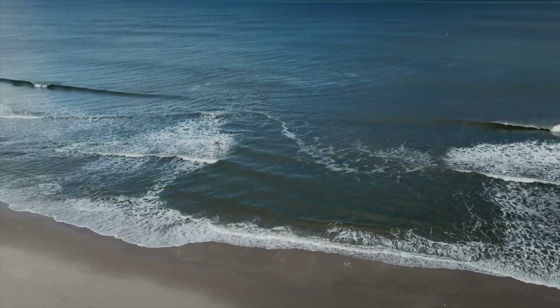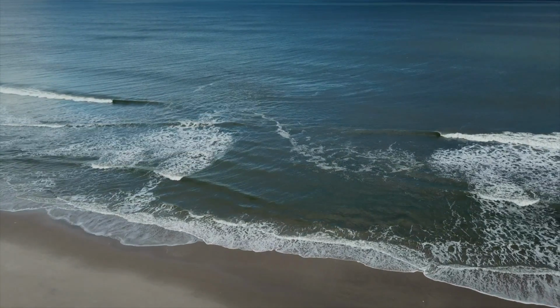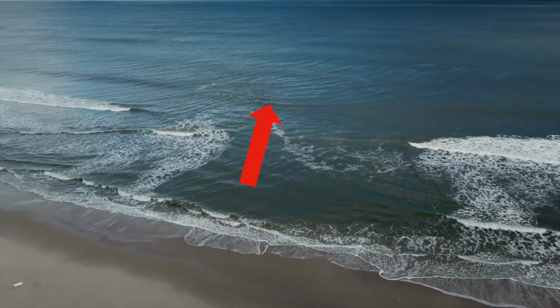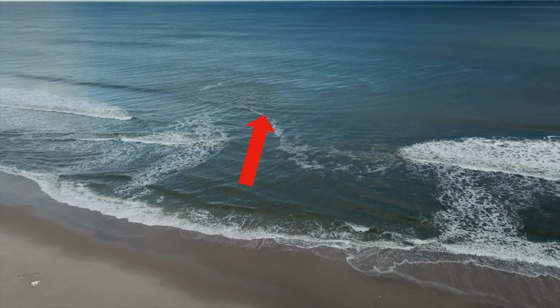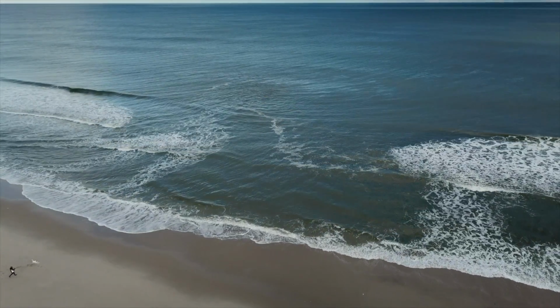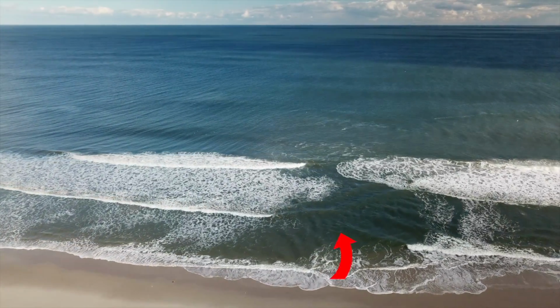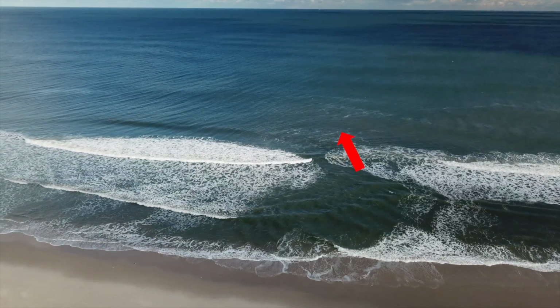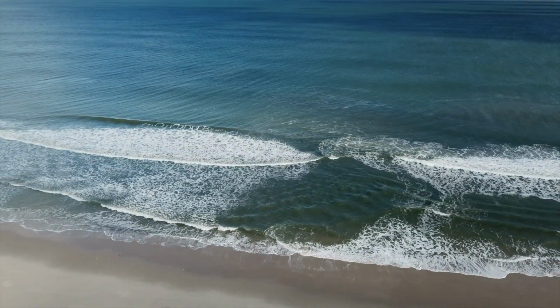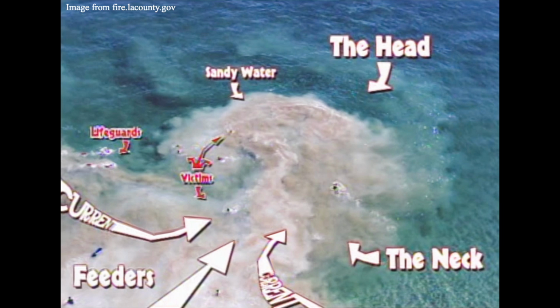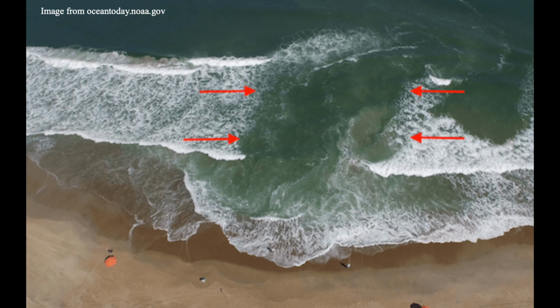Here are some examples. Not all of these signs will be present in a rip current, which makes them sometimes difficult to identify. The most likely sign of a rip is that you'll find little to no wave activity in a certain area.